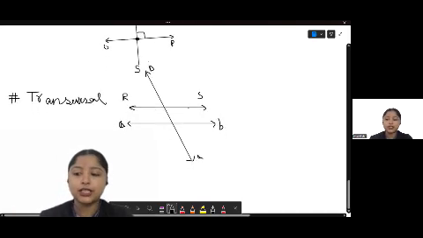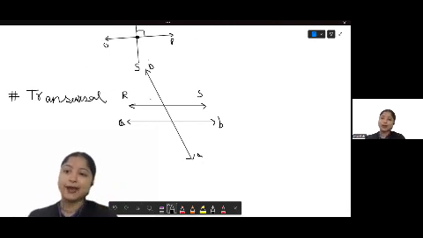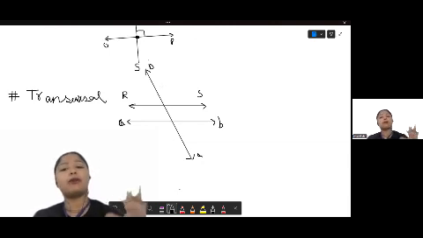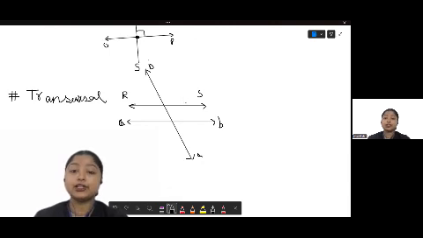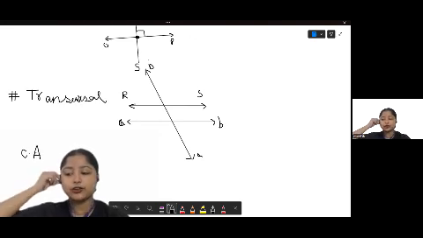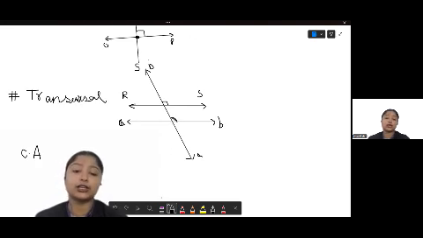Now, what are the properties of a transversal line and what kind of angles does it form? When you see parallel lines and a line passing through them, that is a transversal, and it forms many types of angles. The first angle that it makes is a corresponding angle. What is a corresponding angle? Same relative position on the transversal, like this one and this one.